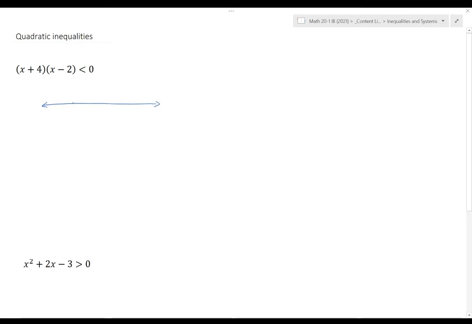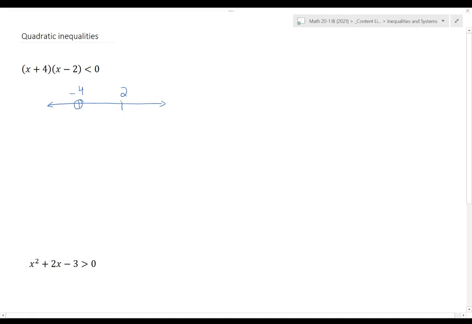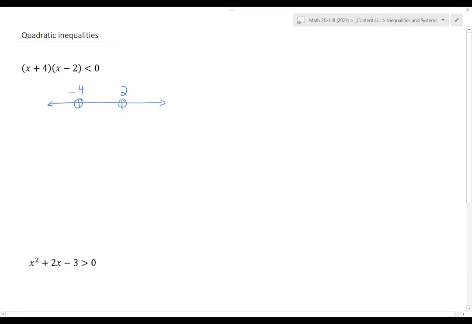So I have x could equal -4. That would give me a 0, which I don't want. And x could equal 2, which would give me a 0, which I don't want. Those numbers are not included in my solution, so I'm going to indicate that with open circles. But they do define boundaries, and on either side of these numbers, each individual factor is either going to be positive or negative. So for example, x + 4 is equal to 0 when x = -4.